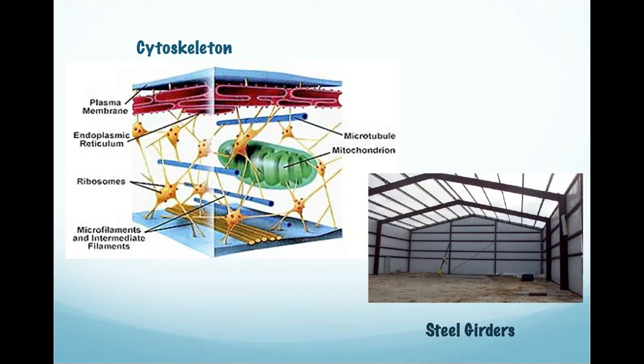If you look, you can see those, and why I would compare it to a straw versus a strand of spaghetti. Again, this helps anchor things. This helps give this cell support and its shape. And if you look there in my picture, you can see those steel beams that help give a building its support and shape.